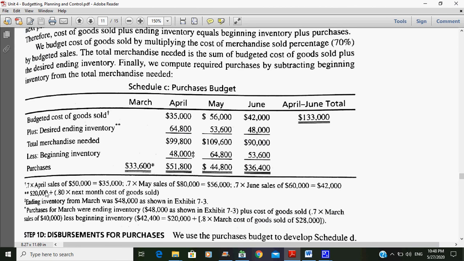plus, as you see the calculation here for this line. Now for this line it is 20,000 plus 80% times next month, so it should be 80% times 56,000. Let's go. 0.80 times 56,000 plus 20,000 will give you 64,800, right? So you're good. 80% of next month cost of goods sold, which is this one. So to get the 64,800, this is 80% of the 56,000 for May. Good, good.